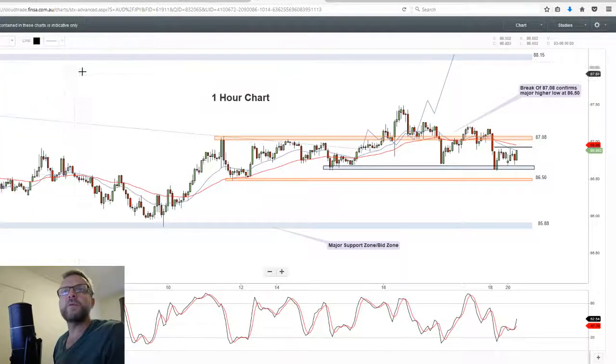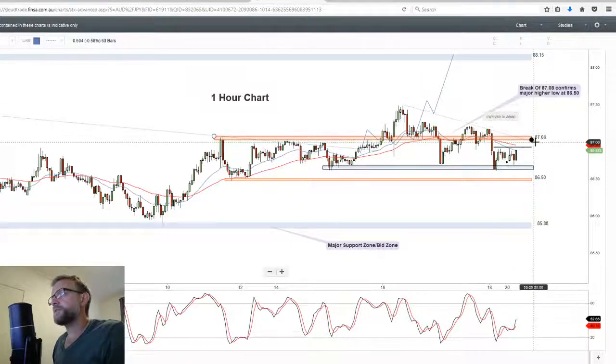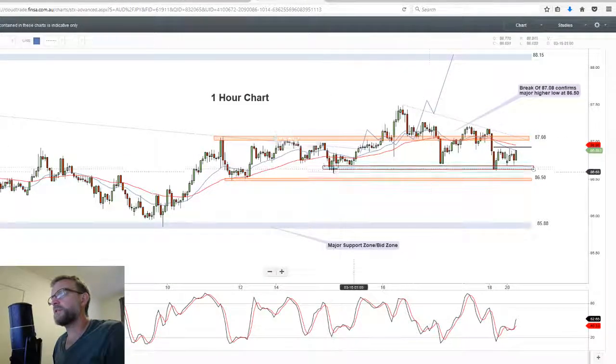But we'll see how that goes. I just want to draw it in before I forget. Does that make sense on that one there, guys? You can see that market's contracting, but as long as it holds, that's your key level.